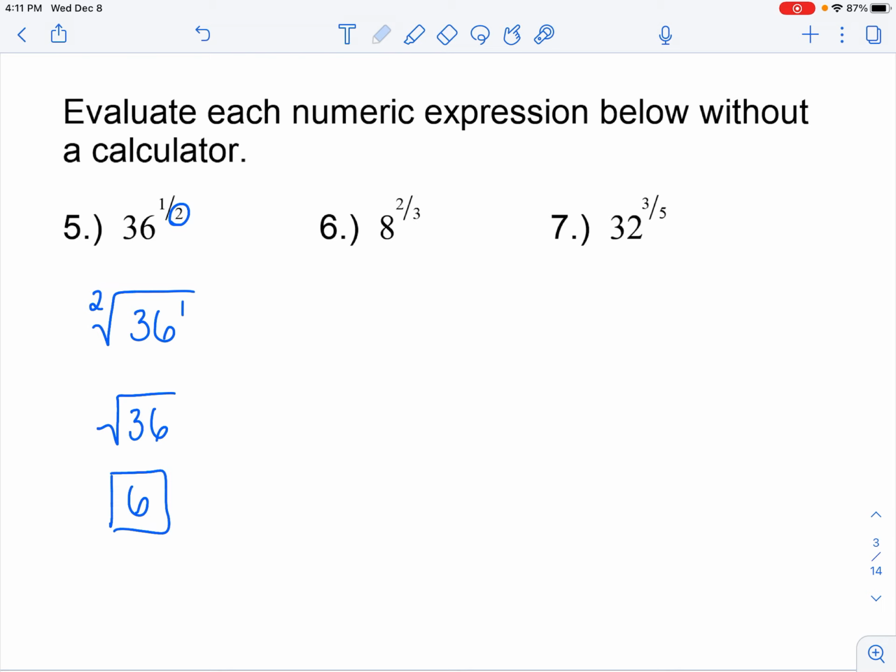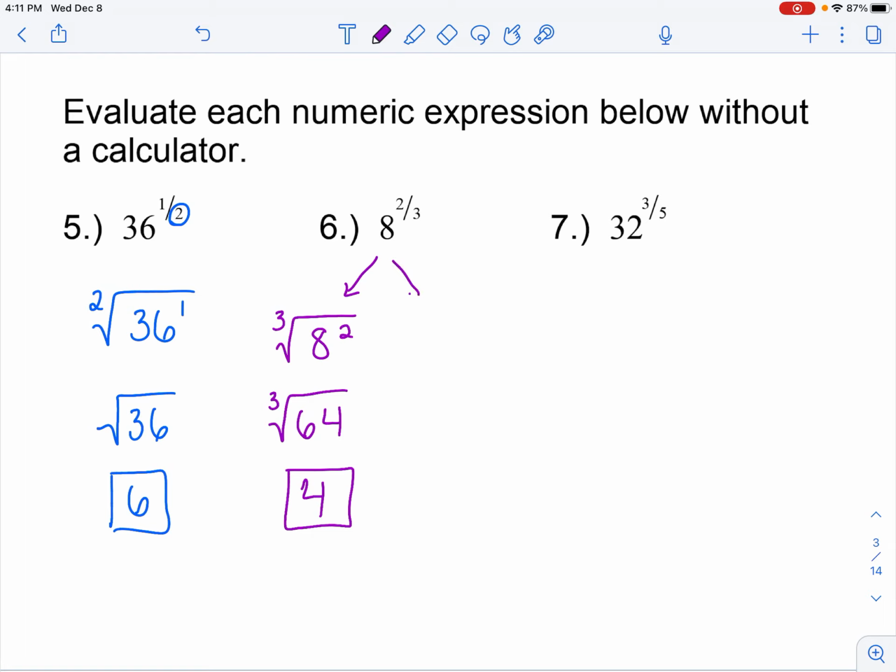Okay, number 6 I'm going to do in 2 different ways. First option, write it as a radical. This is a cube root of 8 squared. Okay, so that is the cube root of 8 squared is 64. The cube root of 64 is 4. Not super difficult, as long as you know how to convert to the opposite notation.